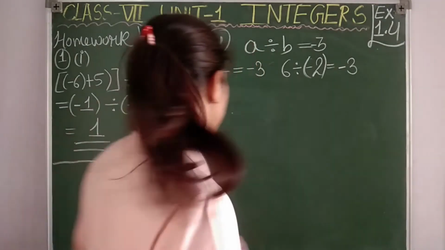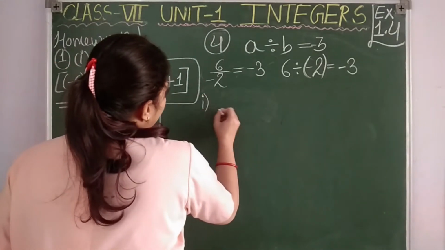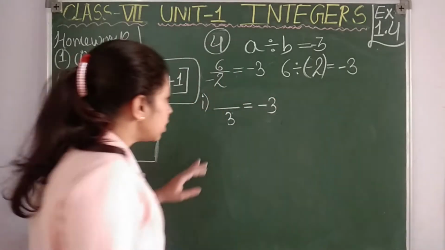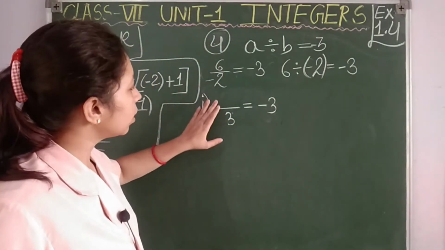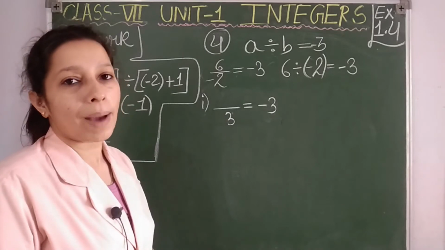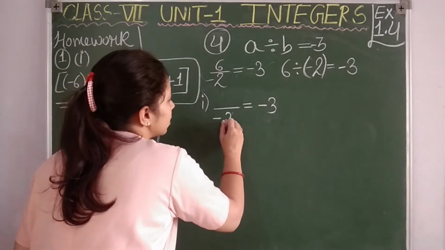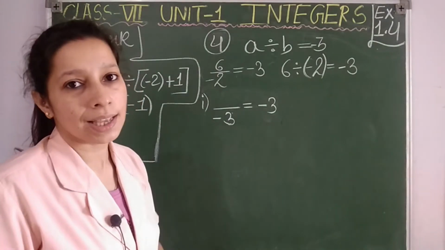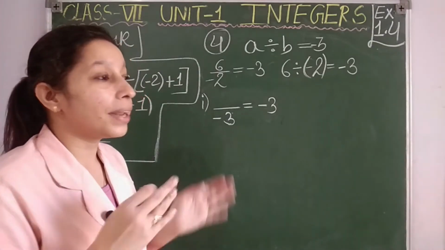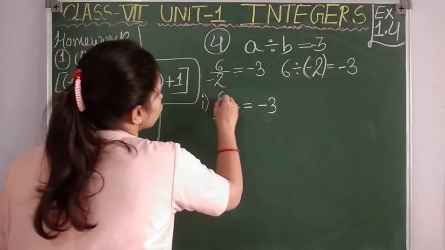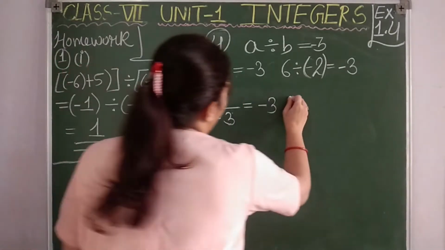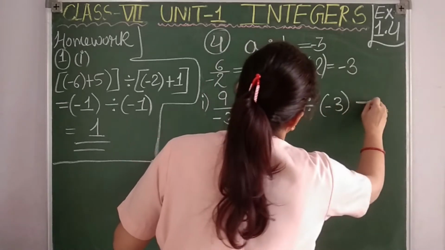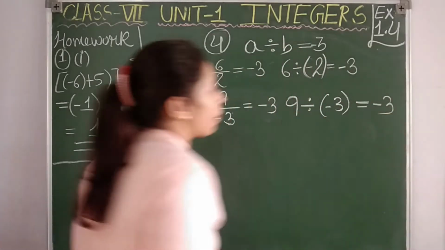Let us see, students. First pair. Now you tell me which number I shall divide with minus 3 so that the result will be minus 3. Let me write here minus 3. What shall be divided with minus 3 to get the quotient as minus 3? We know that 3 3s are 9. So 9 on division with minus 3 will give you minus 3.